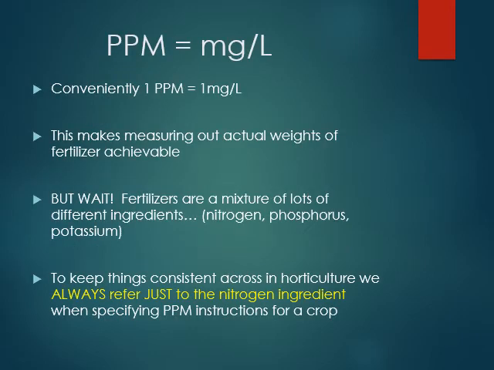Conventionally, 1 ppm actually works out to exactly 1 milligram per liter. So that means that if we're weighing out actual amounts of fertilizer, we need to know how much we're going to weigh. So if we want to achieve ppm, we have that milligram unit.